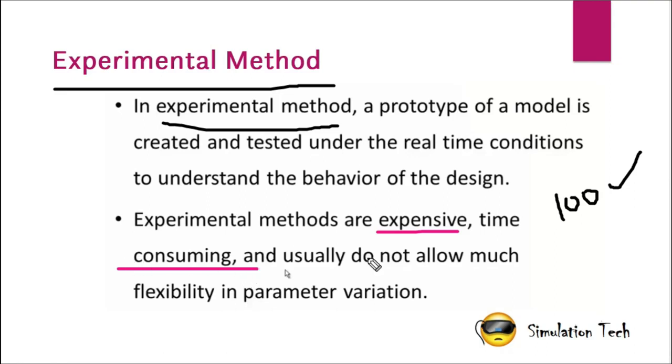So it's a time consuming process. It's not too flexible for changing the parameter variation. So obviously it's time consuming, and that's why we don't have much flexibility. If you want to change the values in the analytical method, we can just change those values and perform the same calculation in that manner, right? So that is called experimental method.